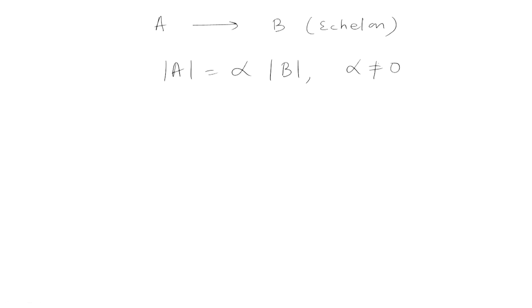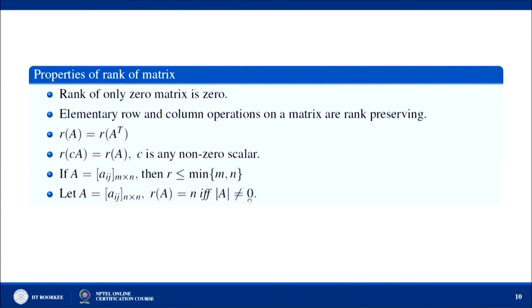Okay. So, if the echelon form of a square matrix does not have any all-0 row, then the determinant is not equal to 0. So, determinant of A will not be equal to 0. And if the determinant is not equal to 0, that means the echelon form of the matrix does not have any row containing all 0. That means the rank of that matrix is n.